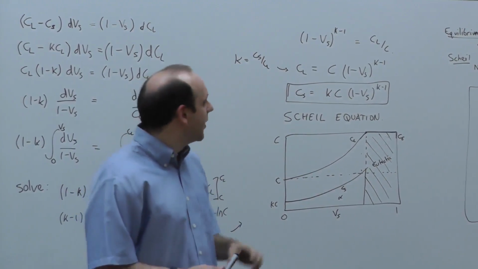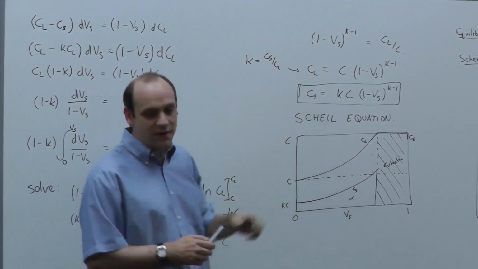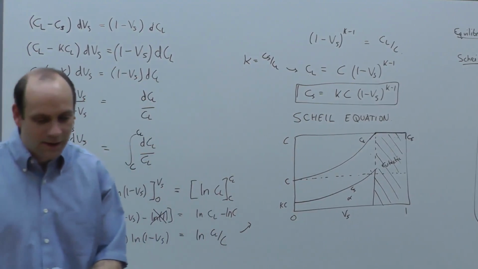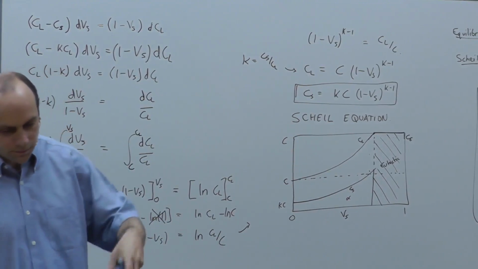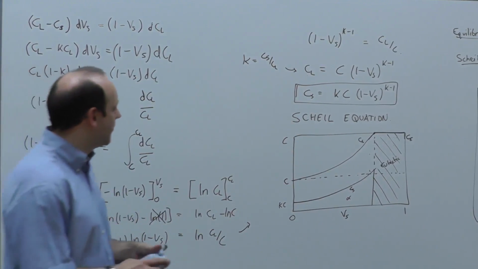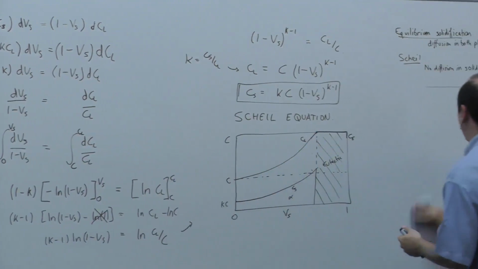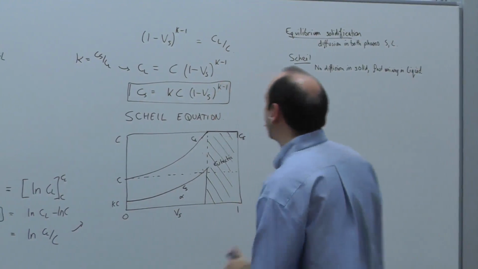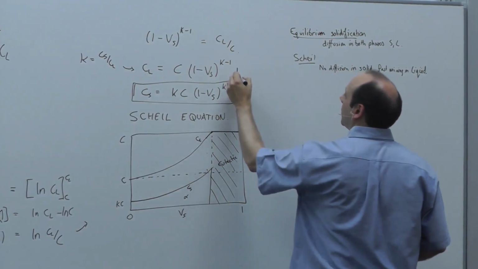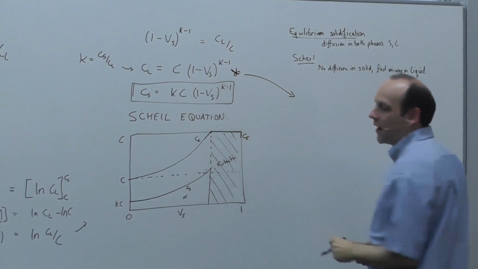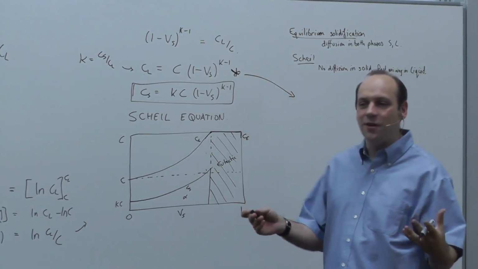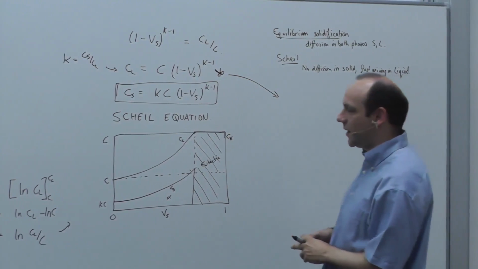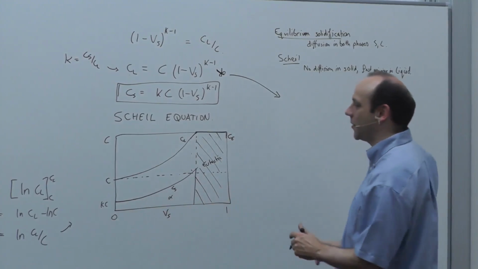And the last thing we can do is an example with this, where we can find what the volume fraction of eutectic is going to be. So let's do that. So we'll take our result here, and we'll ask ourselves, at what point does the composition of the liquid hit the eutectic composition?